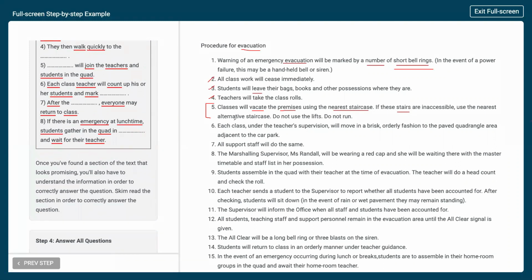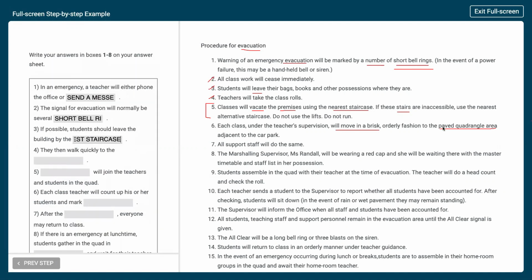So I'm following along here, and already I see "will move in a brisk." And brisk is an excellent synonym for walk quickly. So I'm going to go ahead and read there. They're going to move in a brisk, orderly fashion to the paved quadrangle area adjacent to the car park. And I do see quad in number 5, so this is making sense. So they're going to walk quickly to, I would say, the paved quadrangle area.